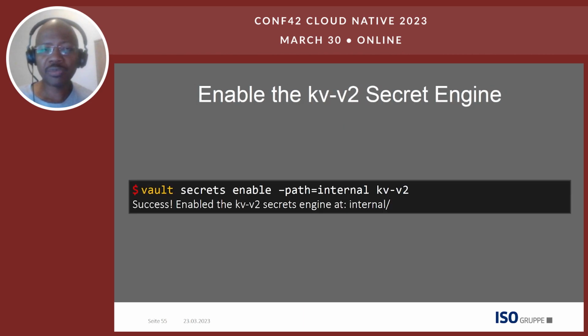Vault secrets enable, and I give a path. Everything is a path with HashiCorp Vault. In this case, my path is internal, and the secret engine is KV v2. And in case of success, I have a message that looks like the following.